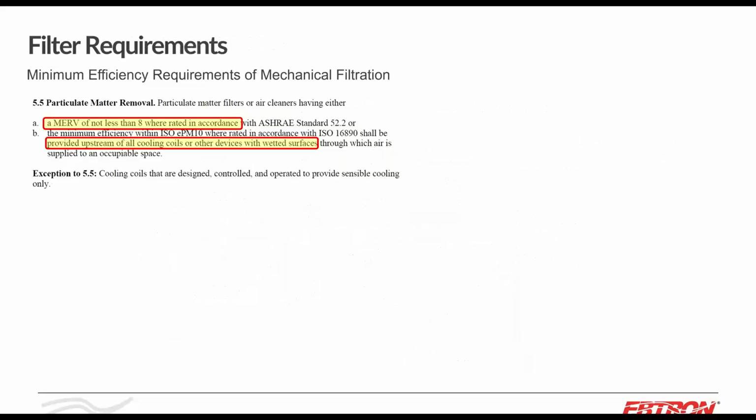The interesting thing about 62.1, again, 62.1 is a minimum standard. So the minimum requirement in 62.1 is a MERV 8 filter, only where there's a wetted surface. If you have a heat transfer device, such as a heater, and you don't have any condensation, then you don't even have to use a filter, according to the language in 62.1. I think it should be much higher, but 8 is where we are at.